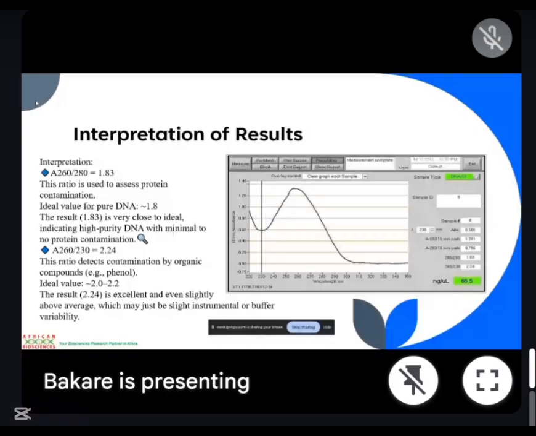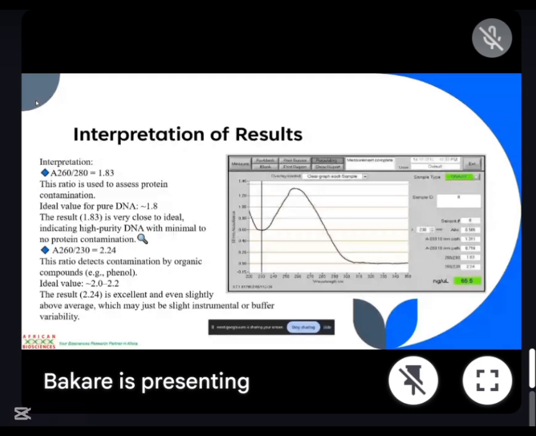You take 2 microliters of that, put it on the pedestal, close it again, then you click on blank. Immediately you click on blank, it will make that sound again, and then it's going to tell you that it's ready to use. Then you will now take your DNA sample.